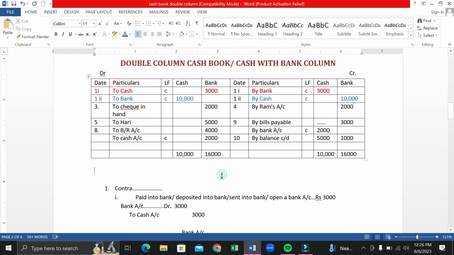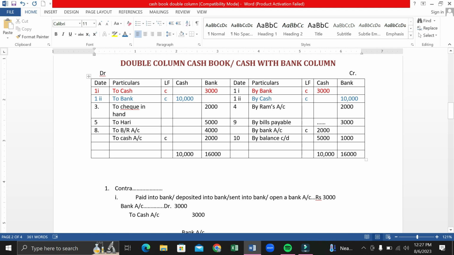Again just check it out. Again I am just explaining the same thing, that the contra entry is that entry which affects both cash and bank column. The first entry of the contra entry is deposited into bank, for example. So the journal entry is bank account debit to cash account. When we will prepare the cash book, then in that one condition we will write as to cash, it is a contra, write C and the amount will be transferred in a bank column. On the other hand, by bank account it is a contra, C, and amount will be transferred in a cash column.